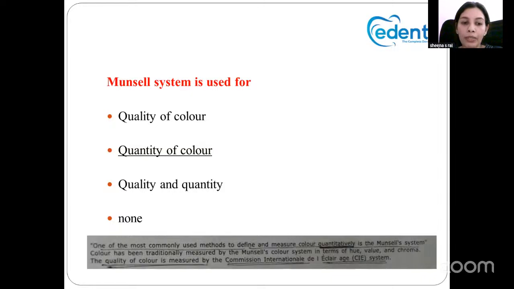So I've added some important points. One of the most commonly used methods to define and measure color quantitatively is the Munsell system. Color has traditionally been measured by the Munsell system. As I told, hue, value and chroma are used in the Munsell system. Another important question: which system is used for quality? For quality, it is the Commission Internationale de l'Éclairage, or CIE system. Please keep this in mind, very important for color. So the Munsell system gives the quantity, not the quality. Quality is given by the CIE system.